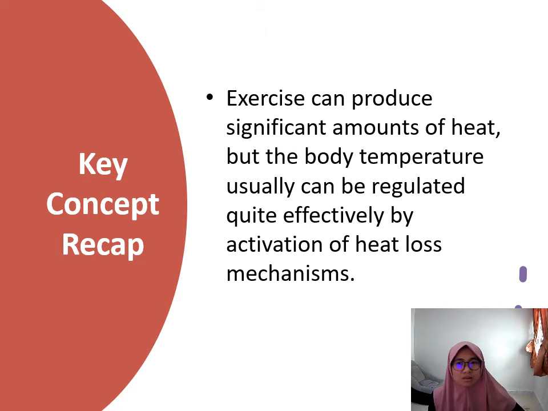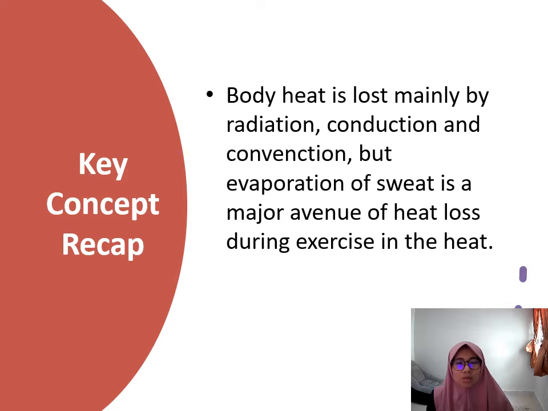Alright, so when we exercise, we produce a lot of heat. But usually our body temperature can be regulated by some heat loss mechanisms. So what are the heat loss mechanisms? They are mainly radiation, conduction, convection and evaporation. But usually evaporation of sweat during exercise is the major avenue of heat loss.